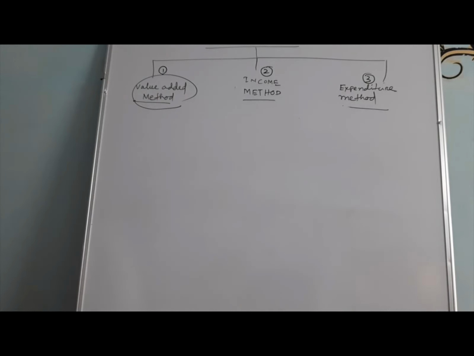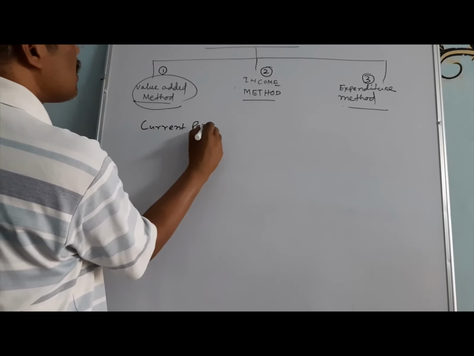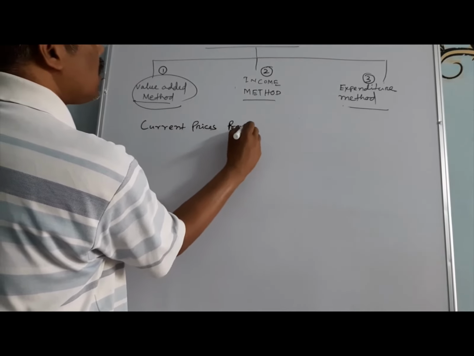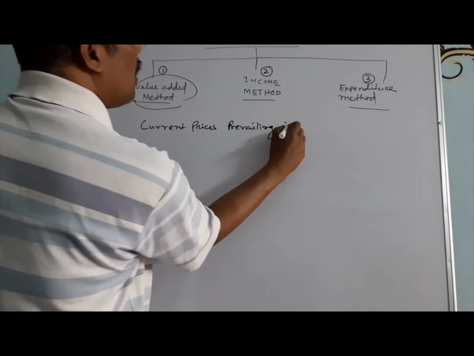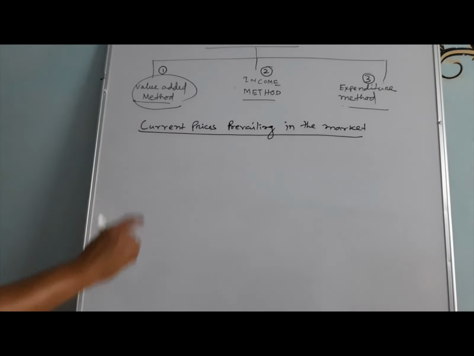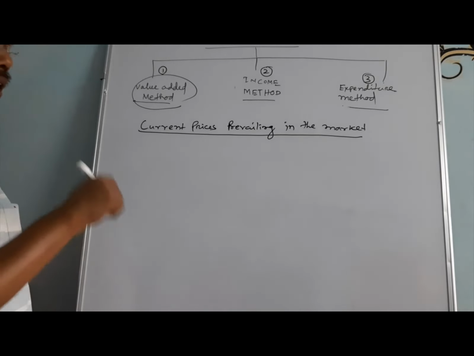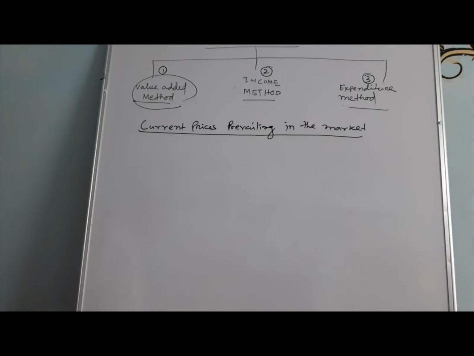So, what do you mean by value of output? Value of output is estimated at current prices prevailing in the market. It means what the price is existing at present time. That price is to be considered in the calculation of the value of output. It is called the value of output at market price.